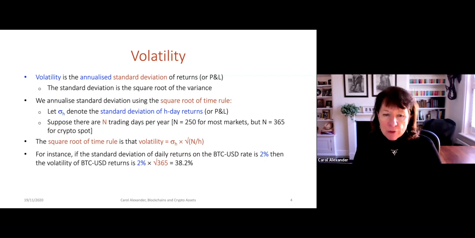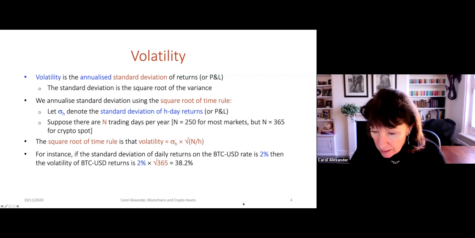So the square root of time rule is that the volatility, which is the annualized form of a standard deviation, is sigma_H times the square root of N divided by H. For instance, if the standard deviation of daily returns, so H is 1, is 2%, then the volatility is going to be this 2%, that's your sigma_1, times the square root of 365. Or, let me do another calculation here.